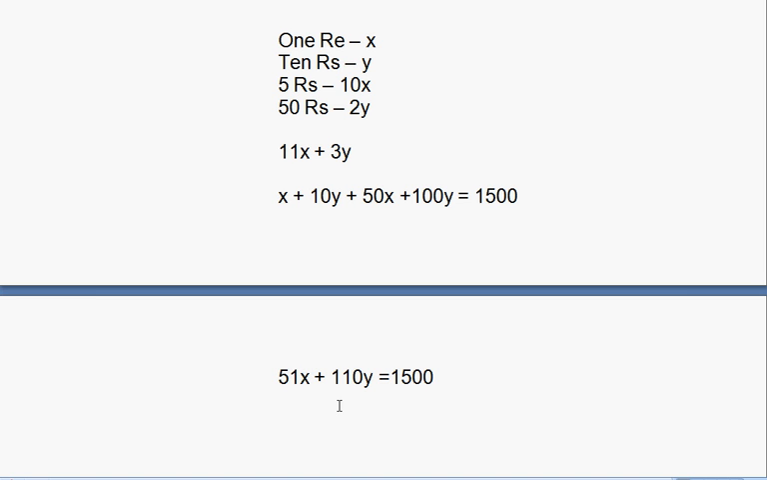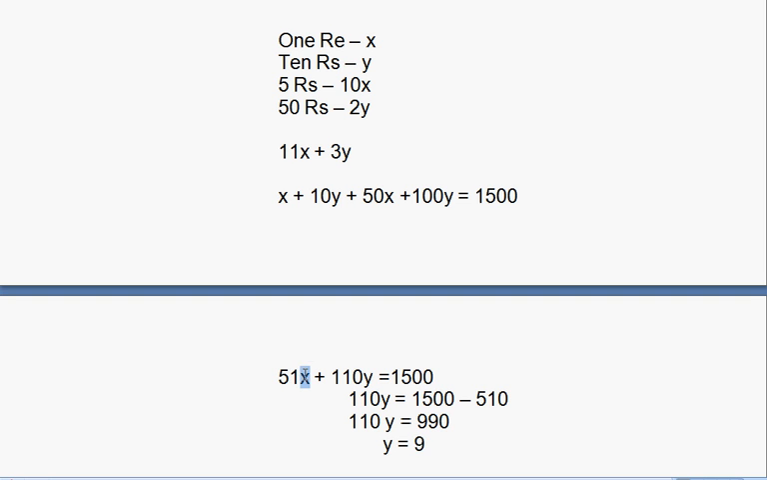What do we get? We would get 110y is equal to 1500 minus 510, which is equal to 110y is equal to 990, right? So 990 is divisible by 110 and y comes out to be 9, right?